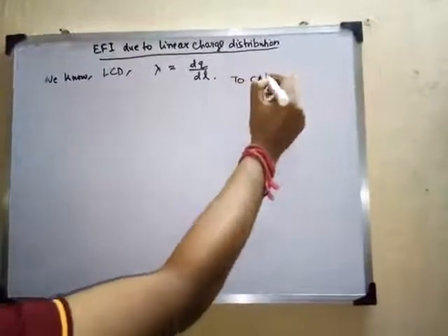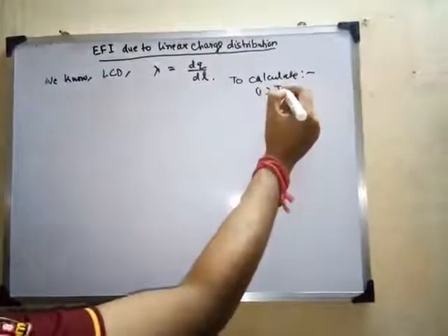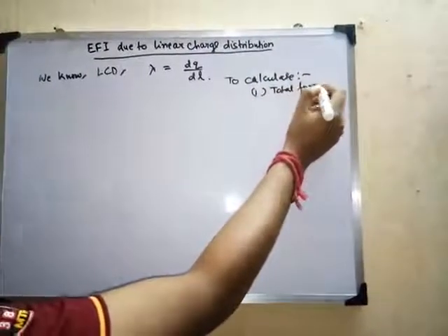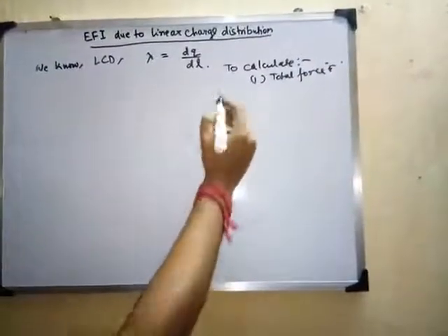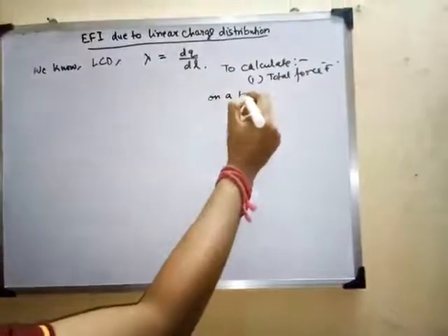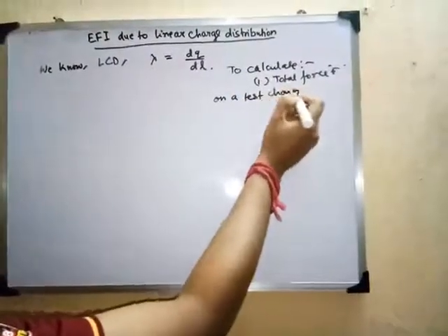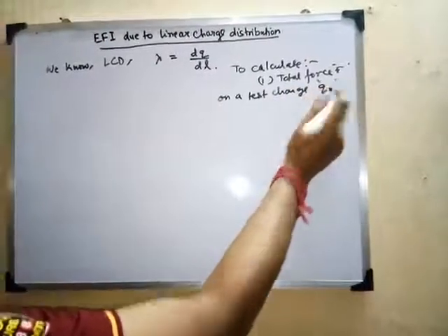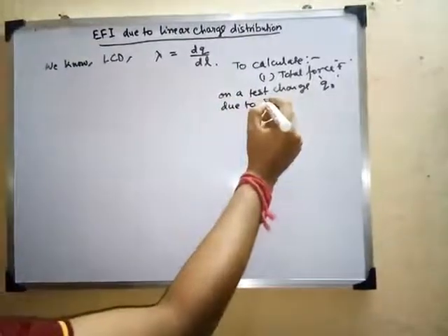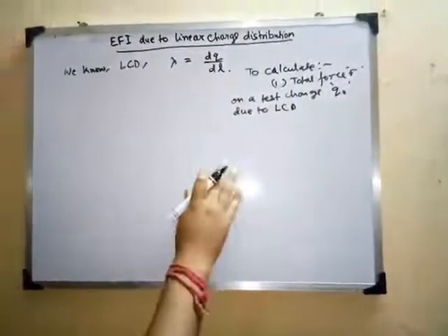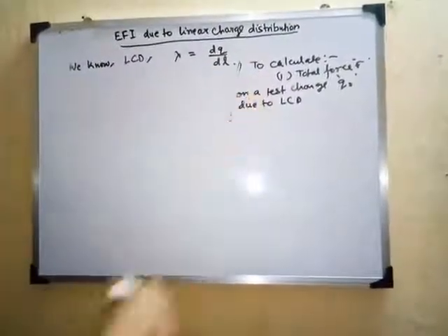To calculate, number one, total force F. Suppose we denote this total force by F on a test charge. You remember the concept of test charge that is being used previously, charge q naught, right? Due to this LCD, that is due to this linear charge distribution, right? So this is our objective, that is we are going to calculate this.